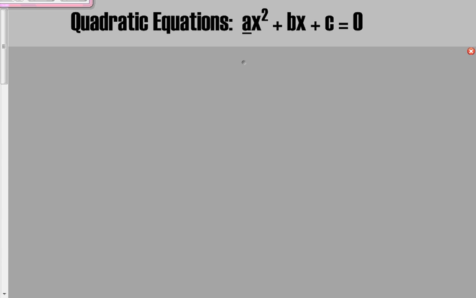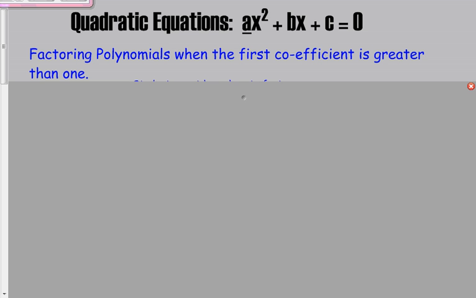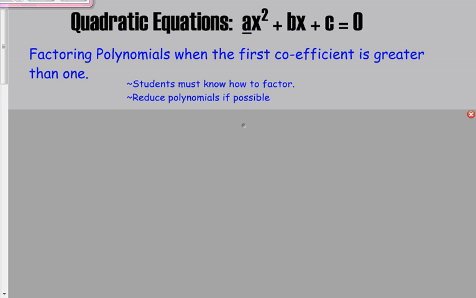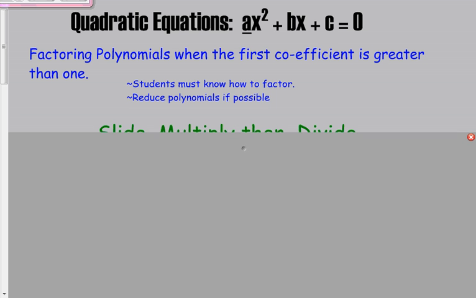Okay, students, today's lesson is called Quadratic Equations when they're in the form of ax squared plus bx plus c. The a means that there's a number in front of the first variable that's greater than 1. So these are going to be a little different. First, you must know how to factor before you can do this lesson. And we're going to reduce our polynomials first if that's possible. That's something you have to look for at the beginning of each one.